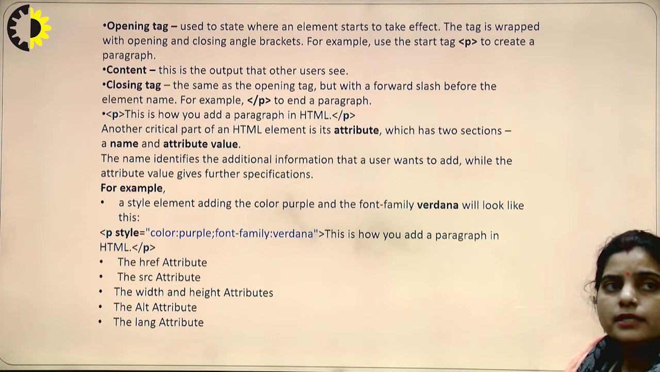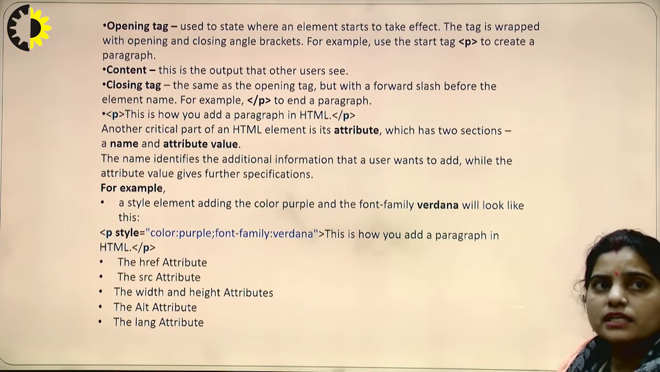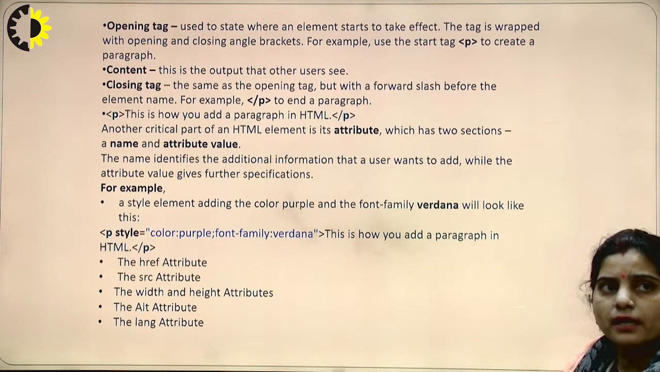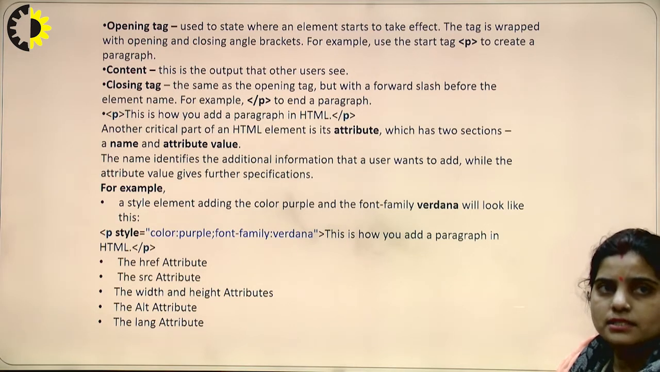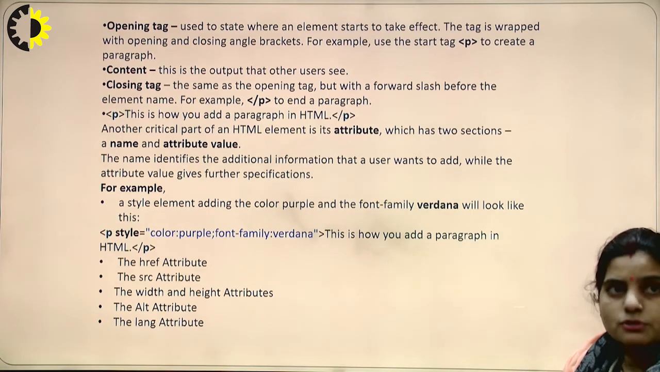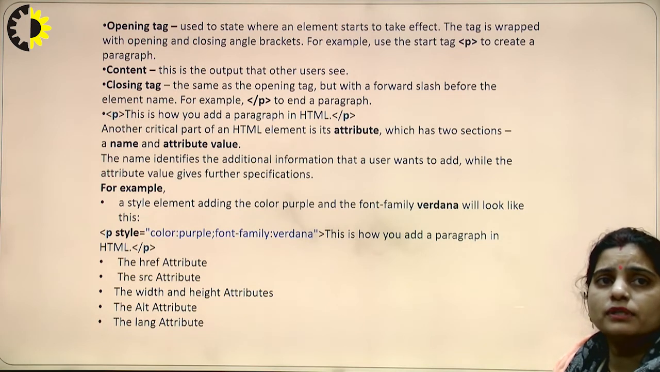Now, here is the example in which, inside the angular bracket, we are writing the P, which indicates that it is the opening tag for a paragraph, and inside this we are writing just a one line, which is how you add a paragraph in HTML. This is a text. After that, with the forward slash, we are putting P. So this indicates the closing tag here.